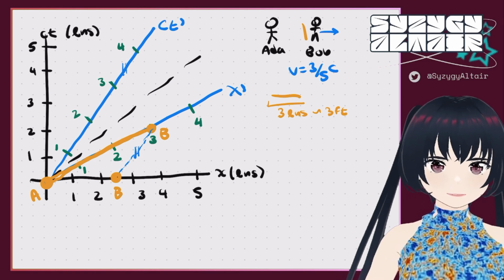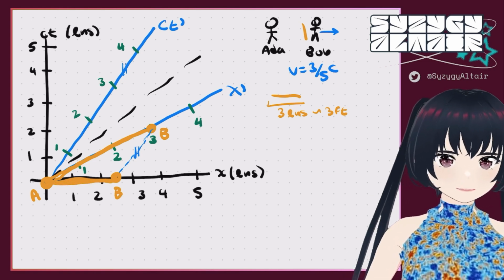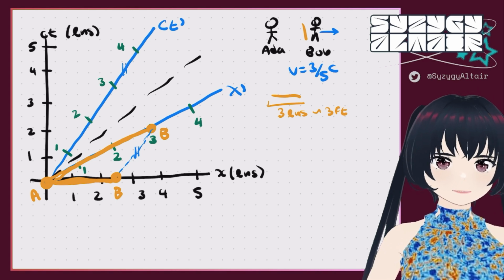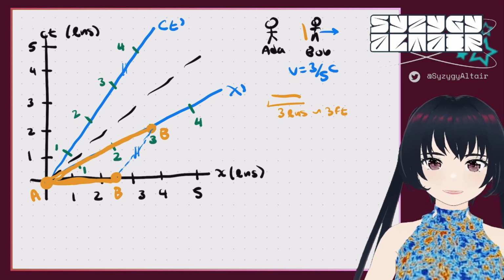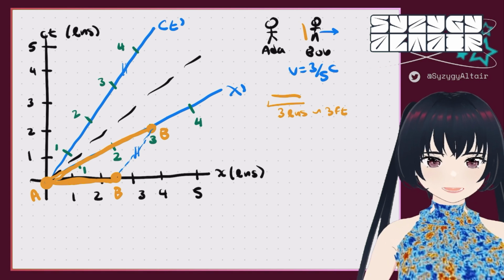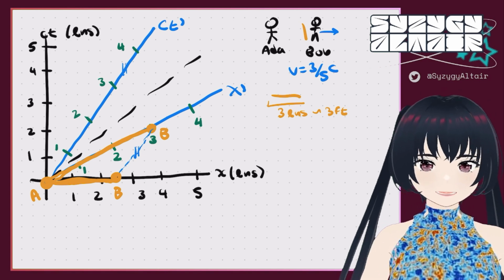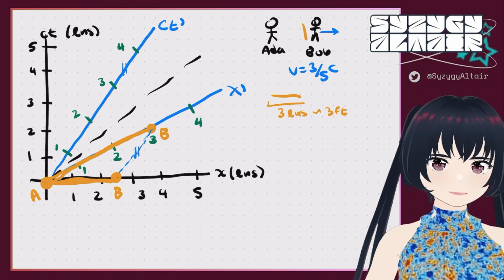to be shorter. This is called length contraction, and it tells us that the faster an object moves relative to an observer, the more it appears contracted. At speeds close to the speed of light, this contraction becomes more profound.